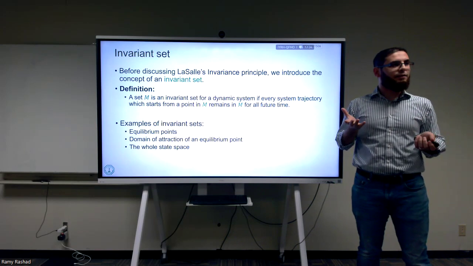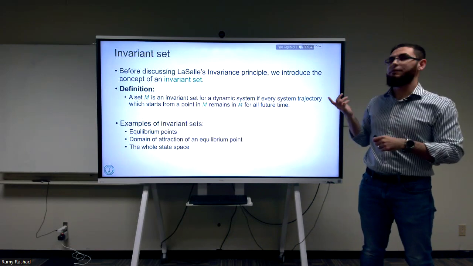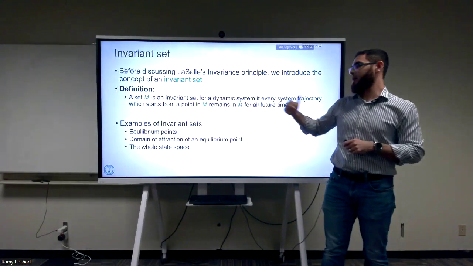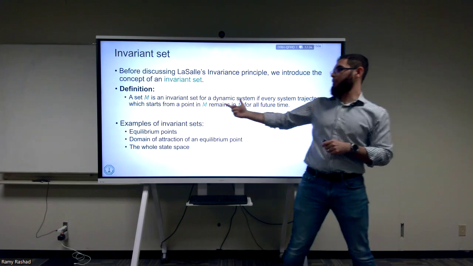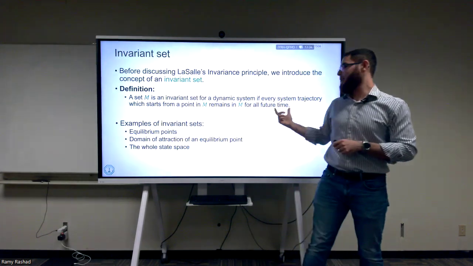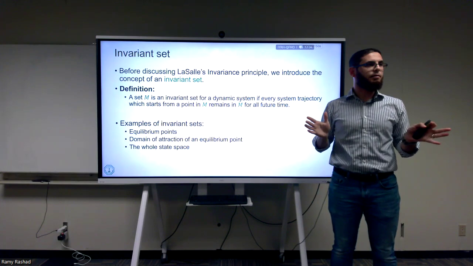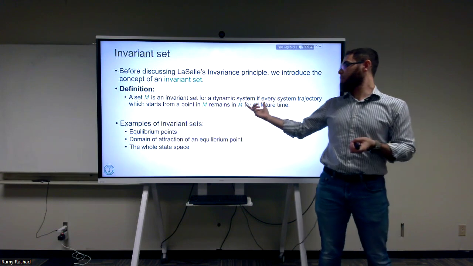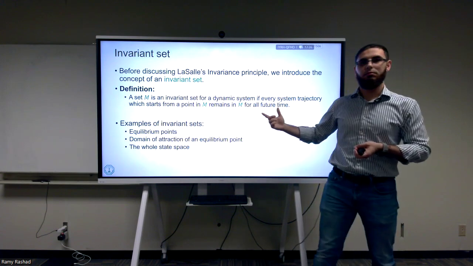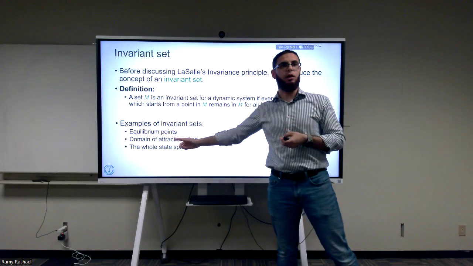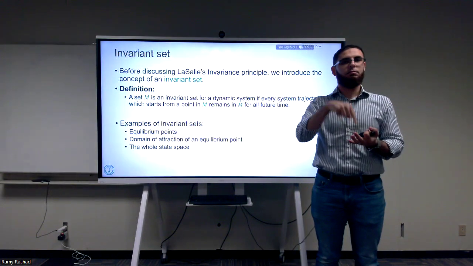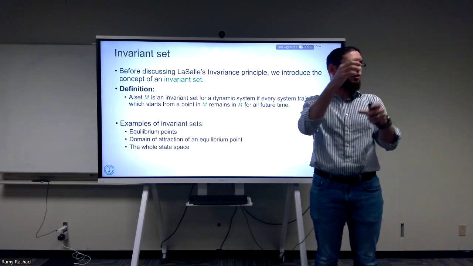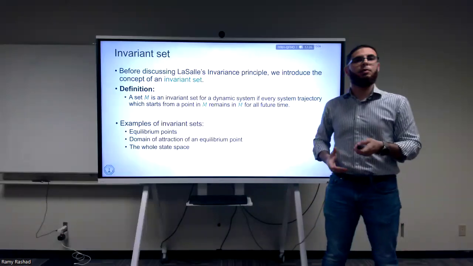Before talking about what Lassalle's invariance principle is, let's talk about the concept of an invariant set. A set M is an invariant set for a dynamical system if every system trajectory that starts from a point in M remains in M for all future time. It's as simple as this. What is the typical example that we know about an invariant set? The equilibrium point. This is the simplest one. If I start at the equilibrium point, I always stay there. So the equilibrium point is one point, and I can consider a set consisting of this one point. Then this is an example of an invariant set.